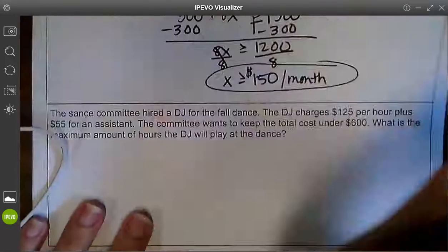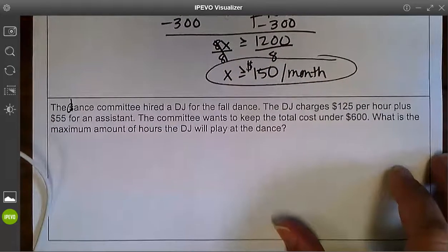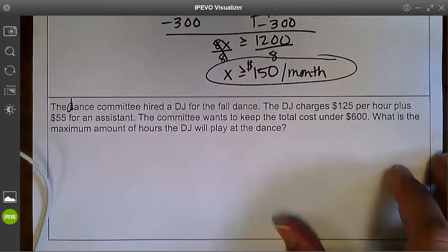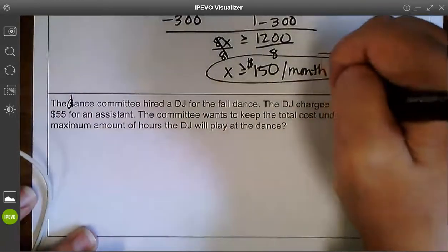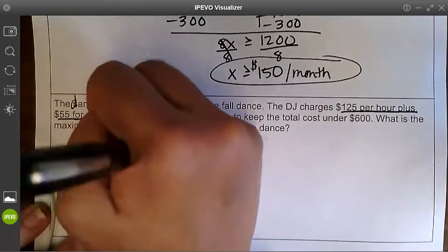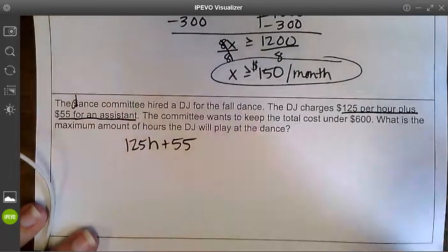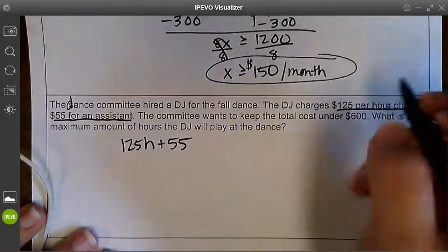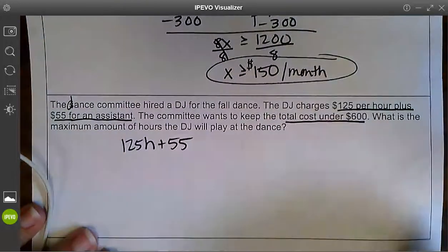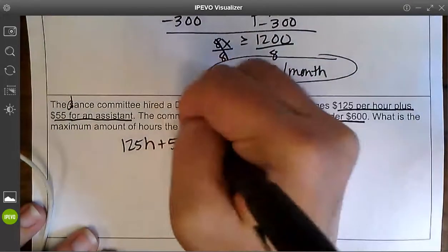Sorry about the typo. The next one. The dance committee hired a DJ for the fall dance. The DJ charges $125 per hour plus $55 for an assistant. We can go ahead and write that up. $125 per hour is 125h, or x or whatever variable you want to use for hours, plus 55 for an assistant. They want to keep the total cost under $600. Under $600 means not $600. If it said at most $600, then that would be less than or equal to. Because we want it to be under, we have just less than $600.